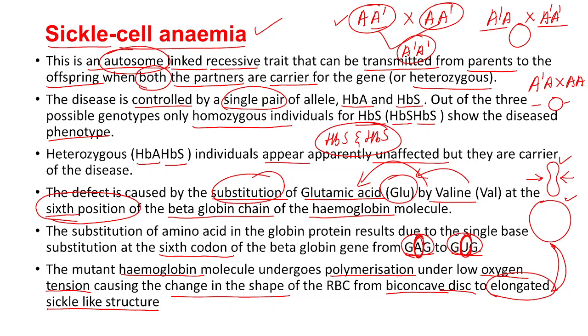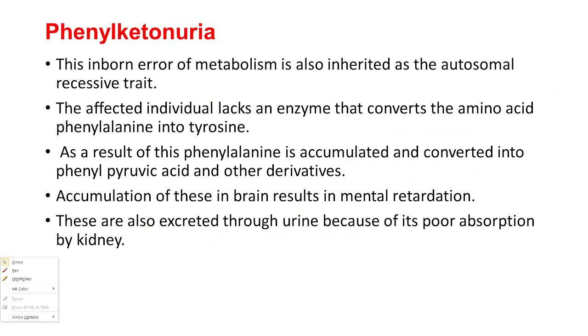Due to which what will happen? The hemoglobin molecule undergoes polymerization under low oxygen. Very important point: the polymerization of hemoglobin will occur in low oxygen content or low oxygen tension, which will cause the change in shape of the RBC from biconcave disc shaped to sickle shaped. So that is about sickle cell anemia. Coming to the next one, that is phenylketonuria.